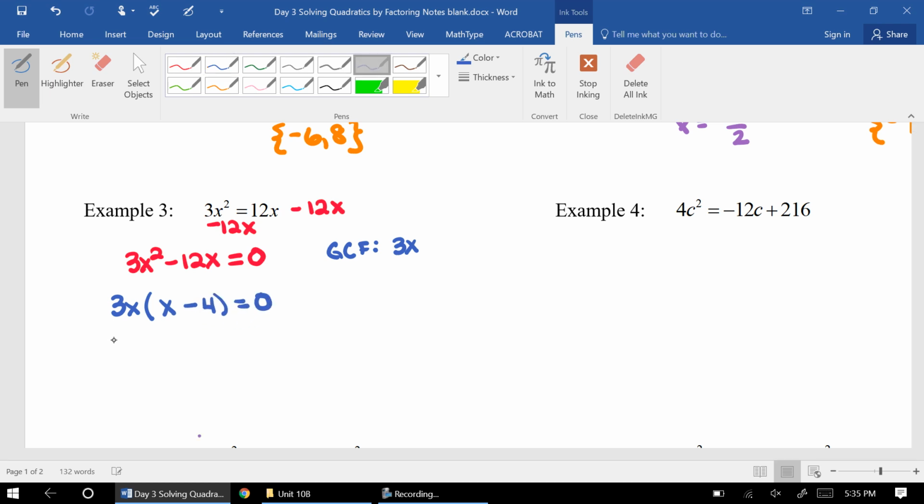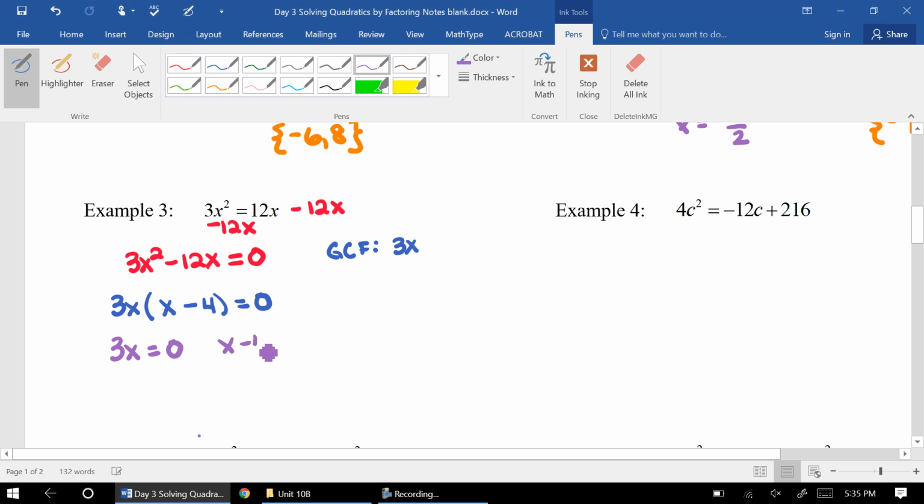And again, I'm going to go ahead and solve this using zero product property. So 3x is equal to 0. X minus 4 is equal to 0. So x is equal to 0, or x is equal to positive 4.